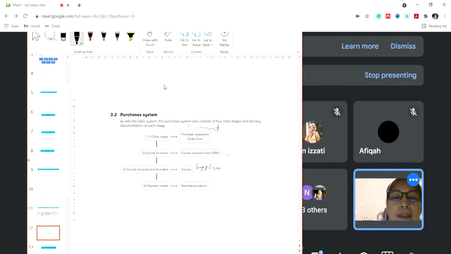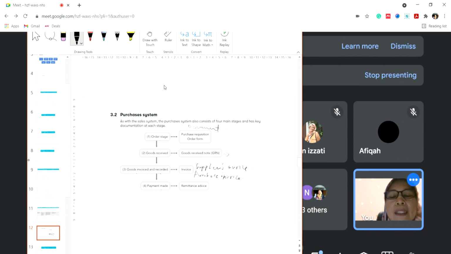Okay, supplier's invoice or purchase invoice. Okay, it's the same thing. Sometimes they use the word purchase invoice, sometimes they use the word supplier invoice or accounts payable invoice. Okay, and the last part, you look at how the company makes a payment.